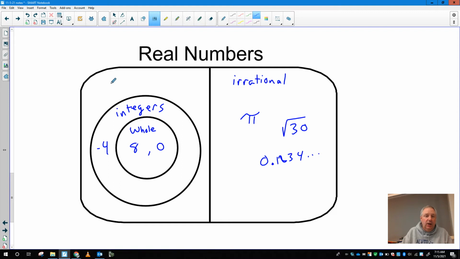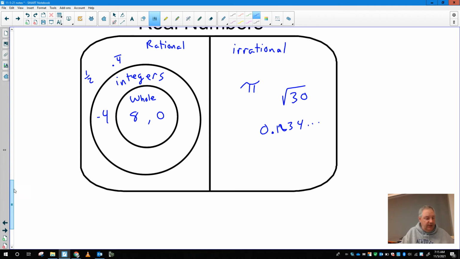And the last part would be fractions, like a half, 0.4 repeating. These would be all the rational numbers. So rational does include the integers, and it does include the whole numbers. Everything inside of this left half would be a rational number. So whole numbers are rational, integers are rational. Okay, again, if I'm going too fast, just pause.